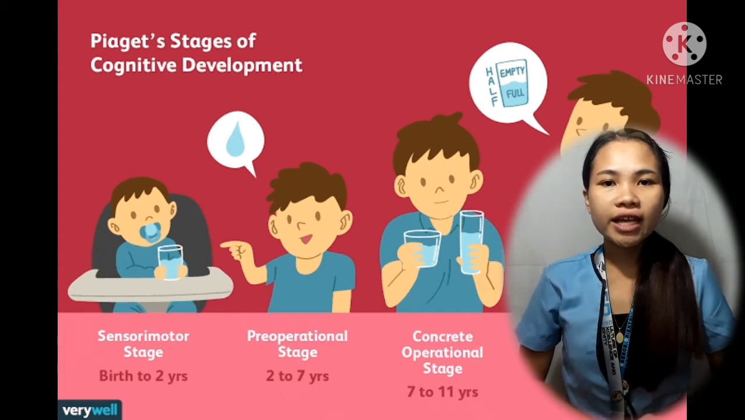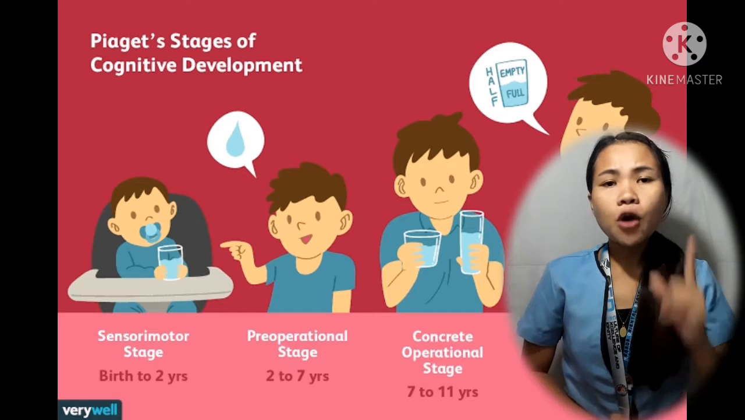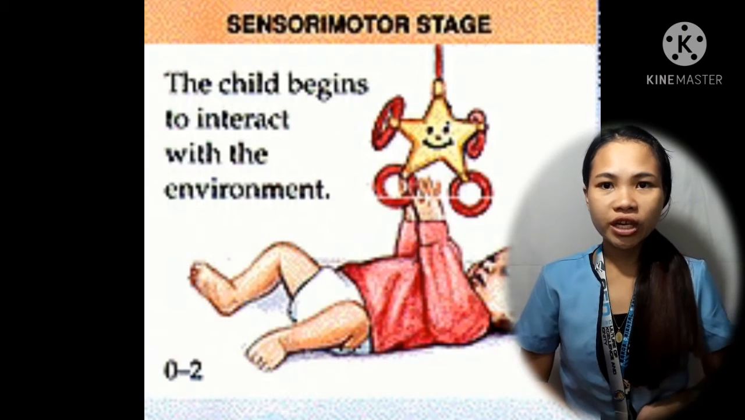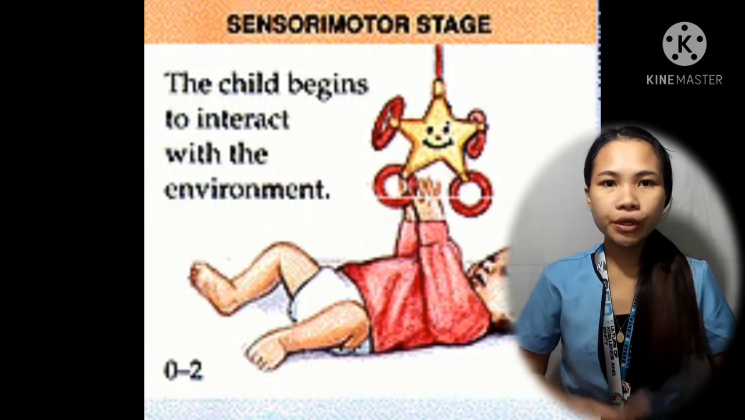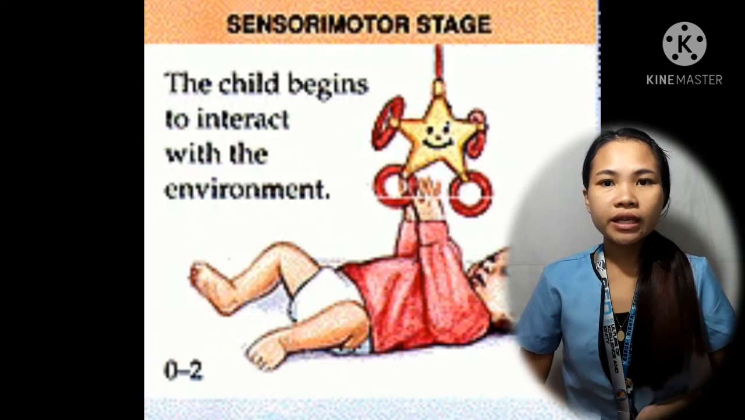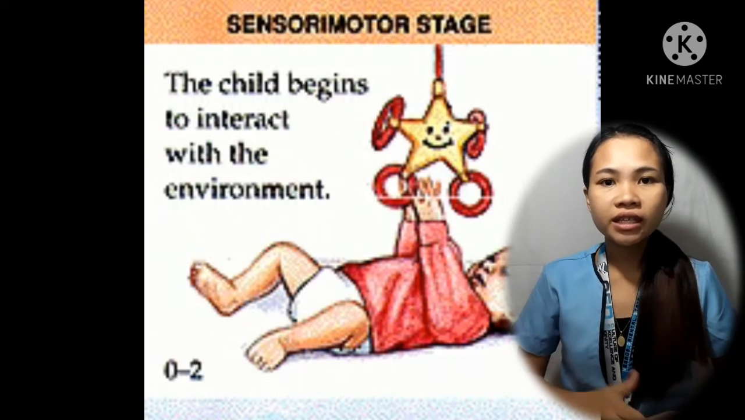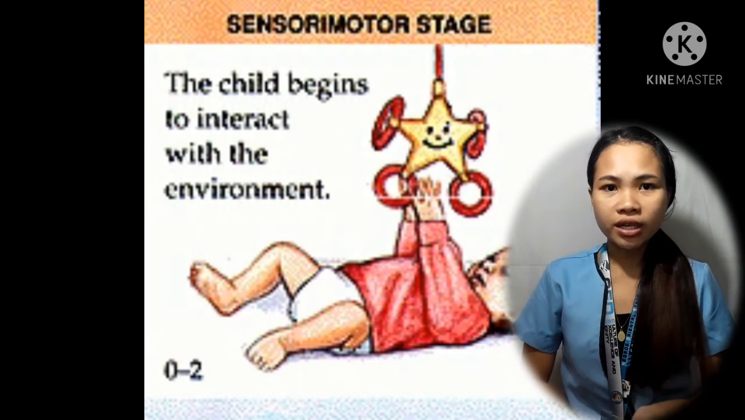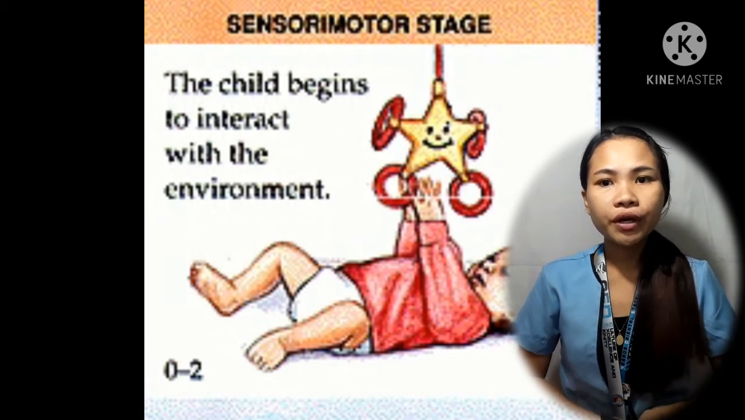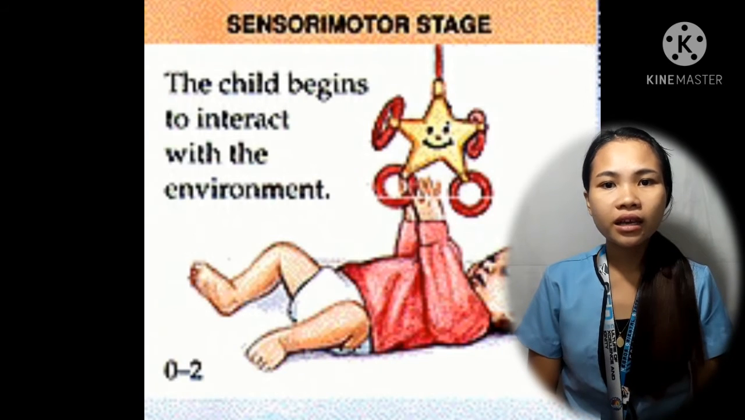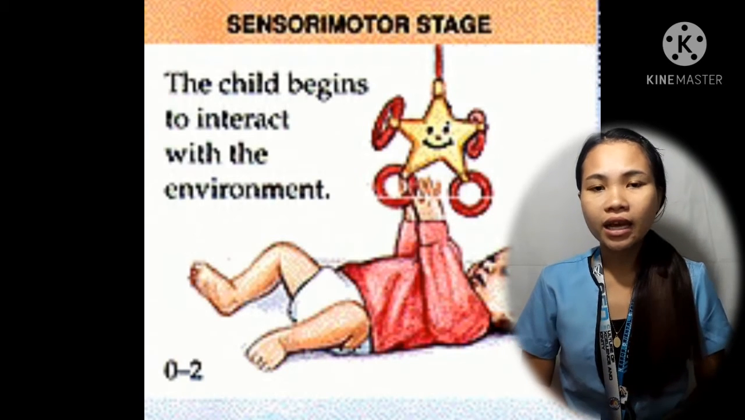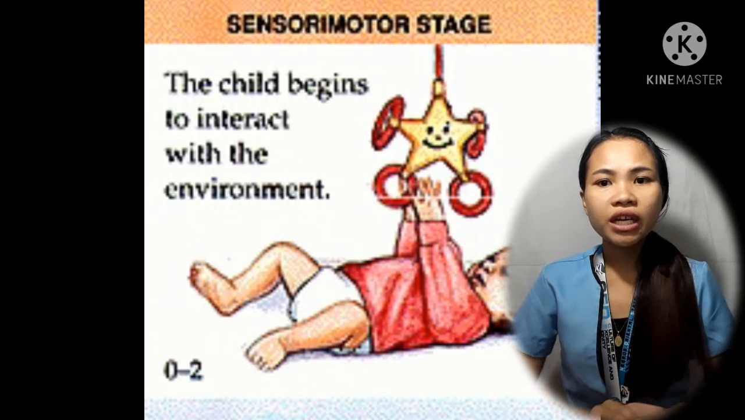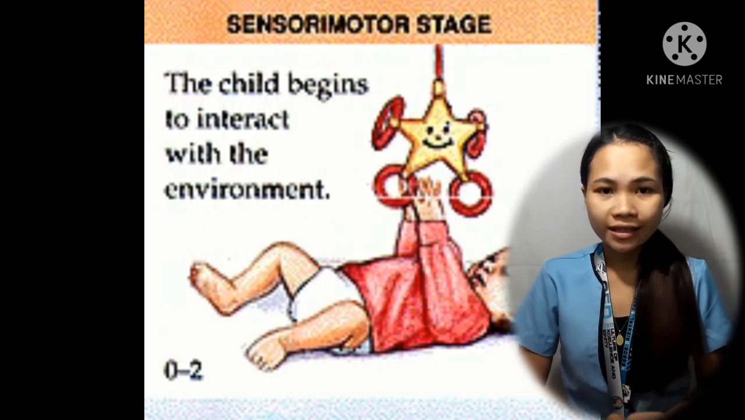The four stages of Piaget's cognitive development. First is the sensorimotor stage, at the age of birth to 2 years. The major characteristic and developmental changes of this stage: the infant knows the world through their movement and sensations. The children learn about the world through physical actions such as sucking, grasping, looking, and listening. The infant learns that things continue to exist even though they cannot be seen.